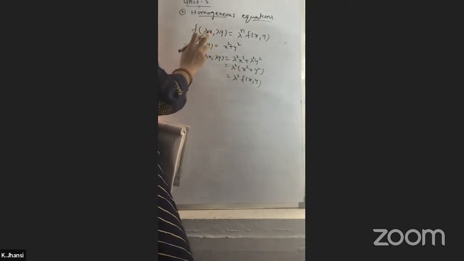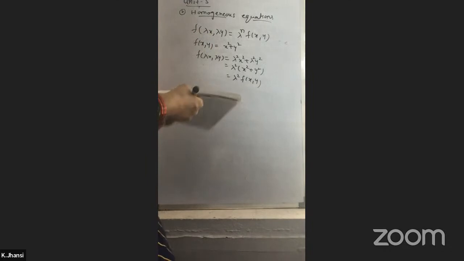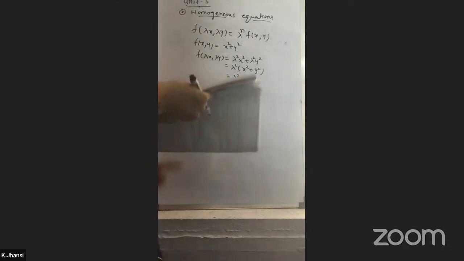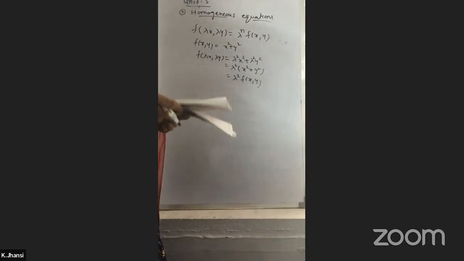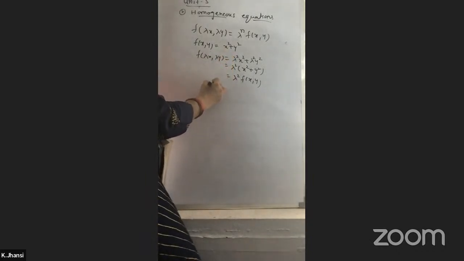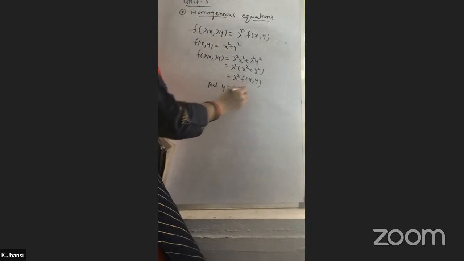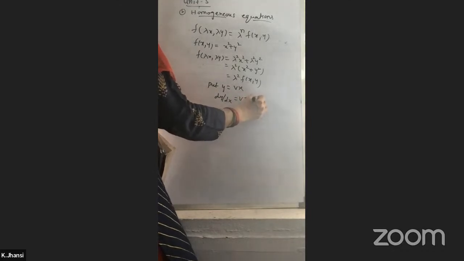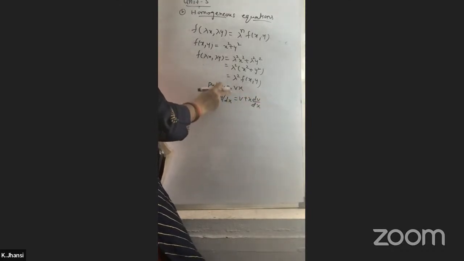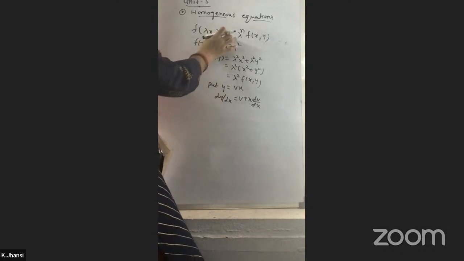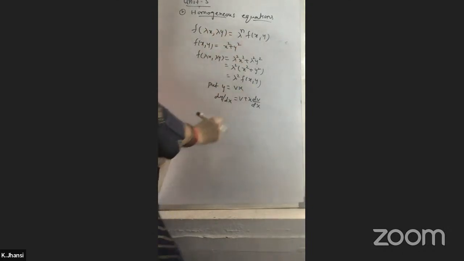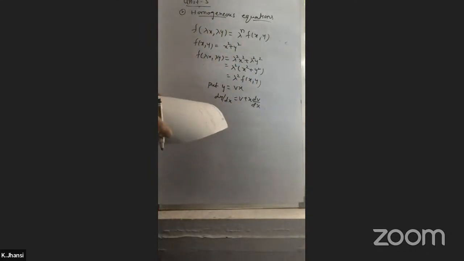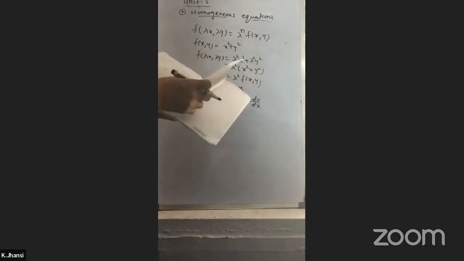So if we can convert the numerator or denominator into a homogeneous equation, then we can call it a homogeneous differential equation. For such types of problems, we substitute y equals vx and dy by dx equals v plus x into dv by dx. By substituting these two in the given homogeneous differential equation, we will find the solution. Okay, so we'll see one problem on homogeneous equations.